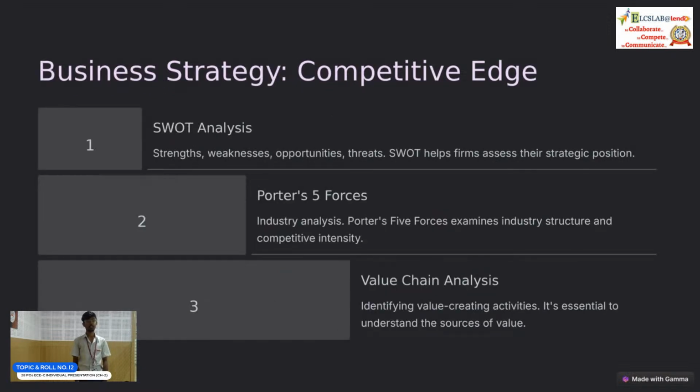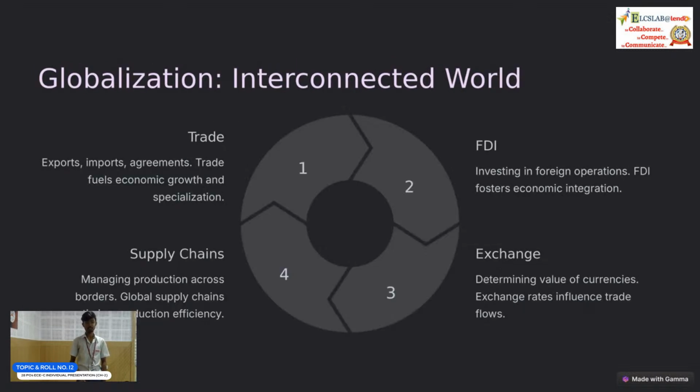Business strategy and competitive edge. SWOT is nothing but strengths, weaknesses, opportunities, and threats. SWOT helps firms assess their strategic position. Porter's five forces examines industry structure and competition intensity. Value chain analysis identifies value-creating activities. It is essential to understand the source of value.